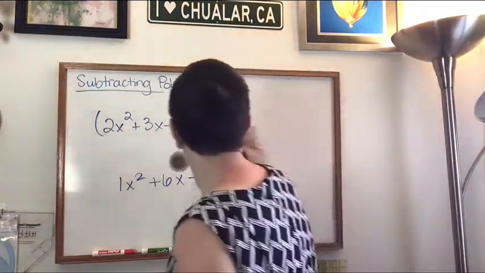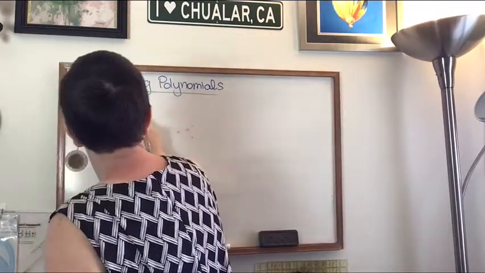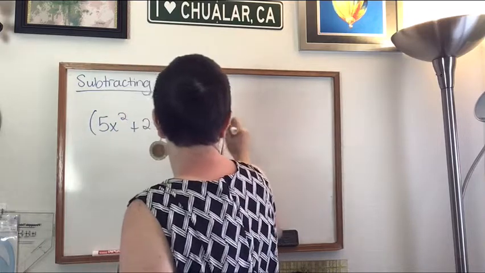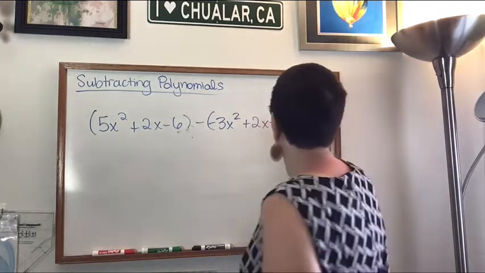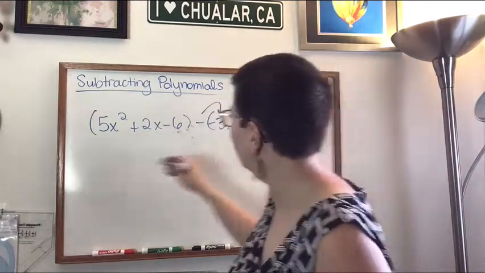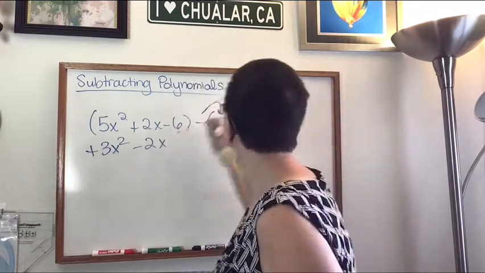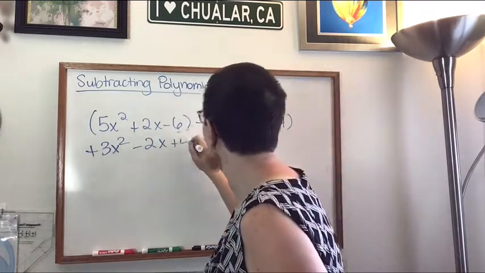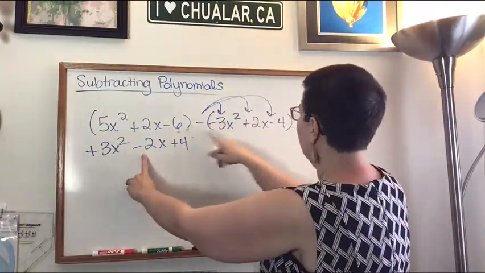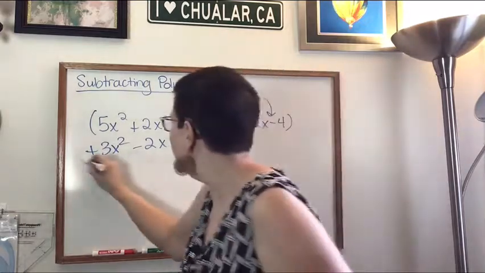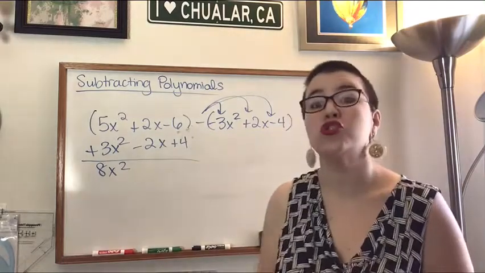Another method is to go ahead and do your distribution and then line them up as you're distributing. Okay, so negative, negative becomes a positive, negative, positive becomes a negative, negative, negative becomes a positive. 5 plus 3 is 8x squared. 2x minus 2x goes to 0.